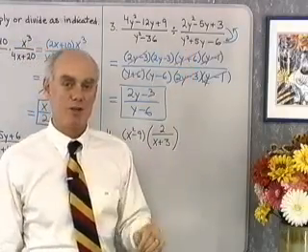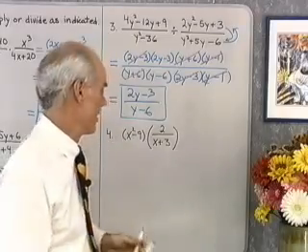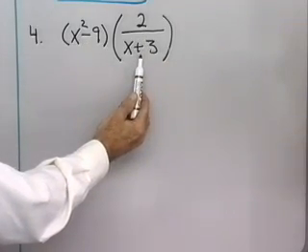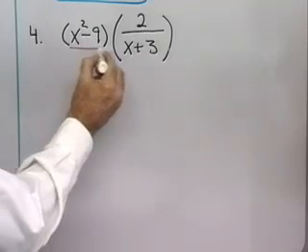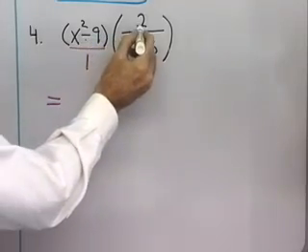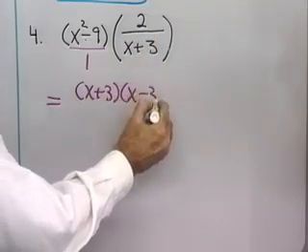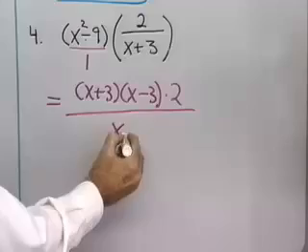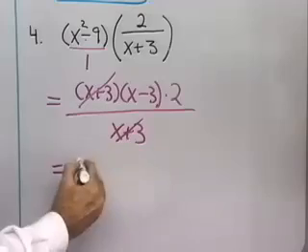Now, one last problem I want to show is a multiplication problem. It sometimes throws people. It's actually simpler than any of the ones we've done so far. X squared minus 9 times 2 over x plus 3. Well, this polynomial is actually a rational expression with a denominator of 1. Now you can see it's going to be easy. I'll simply multiply this numerator times this numerator, factor at the same time, x plus 3, x minus 3, times 2. All that's divided by 1 times x plus 3. You see my x plus 3's will divide out, and what I have left is 2 times x minus 3.